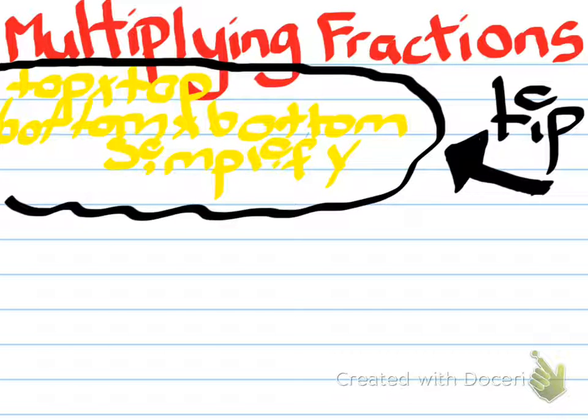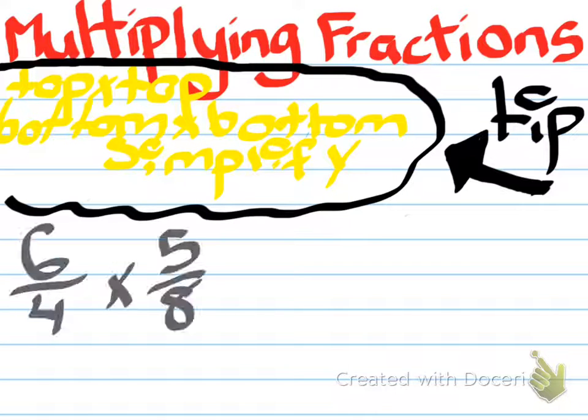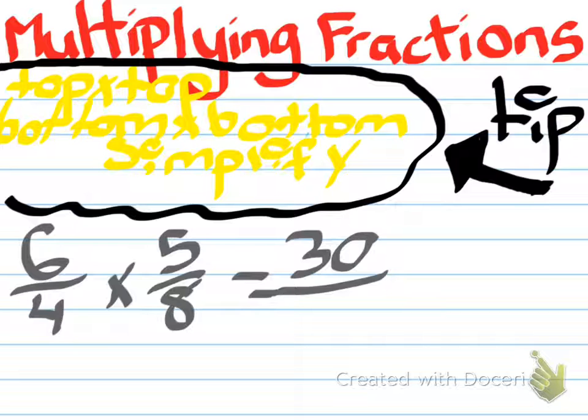So, my first example, 6 over 4 times 5 over 8. So as you see, we start with the top. So the top says 6 times 5. So we all know that 6 times 5 is 30, right? Then we go to the bottom. 4 times 8 is 32. There, we did it. We finished our first 2 steps.